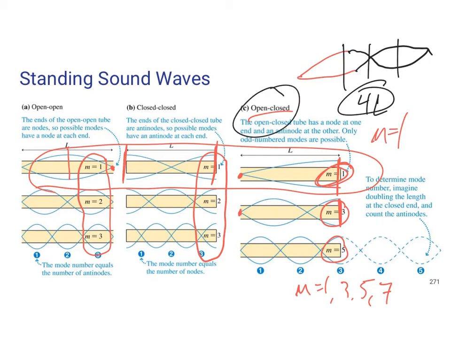Now, with an open tube, this is a half of a wave, so the actual wavelength is twice the length of the tube when we have a mode number of 1. It is the length of the tube when we have a mode number of 2. And that's the same thing we talked about when we got into standing waves on a string.